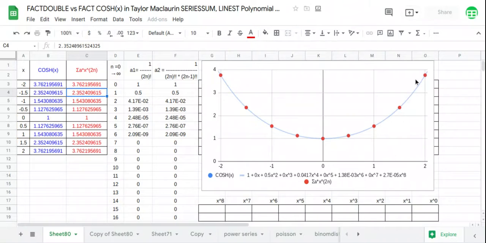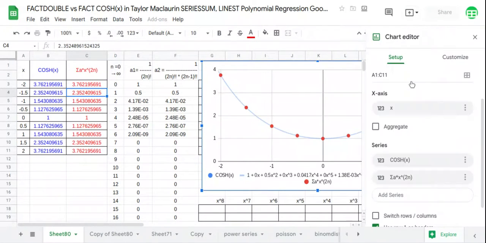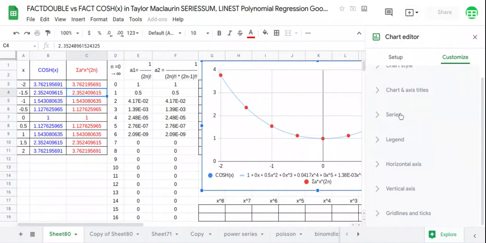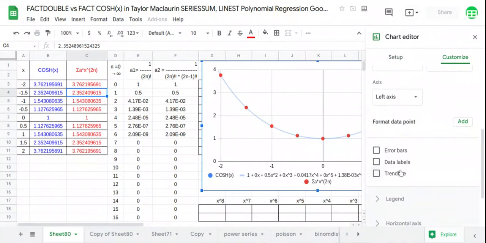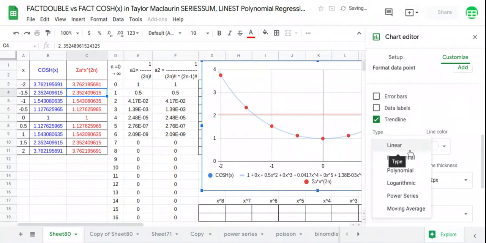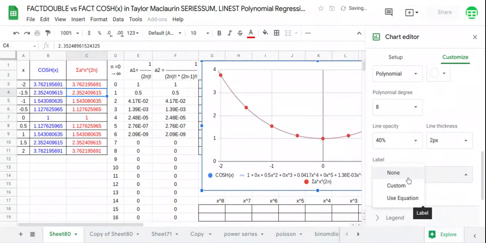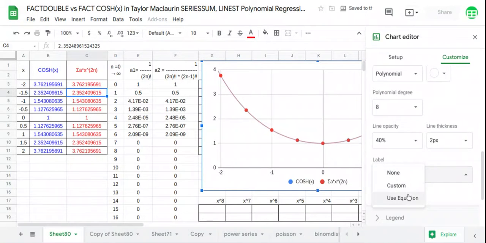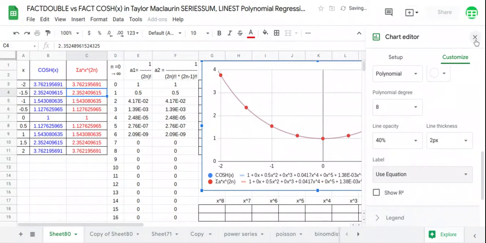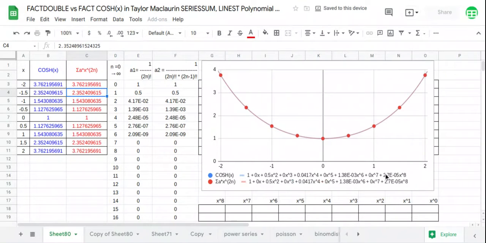There's no polynomial, so we add the chart and show the trend line. Customize series, show the trend line, the type polynomial, the degree 8, and for the label, use the equation. The equations are exactly the same.